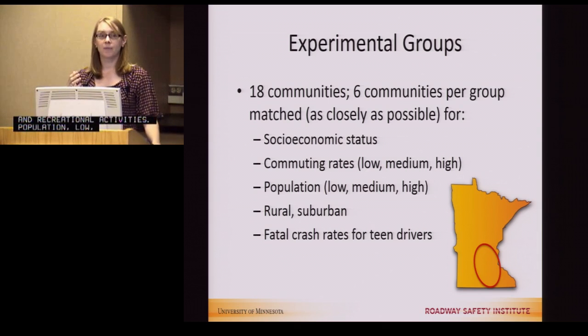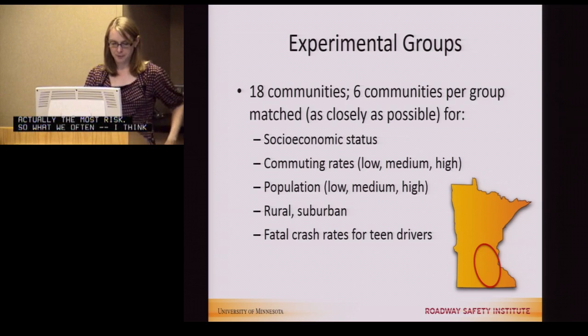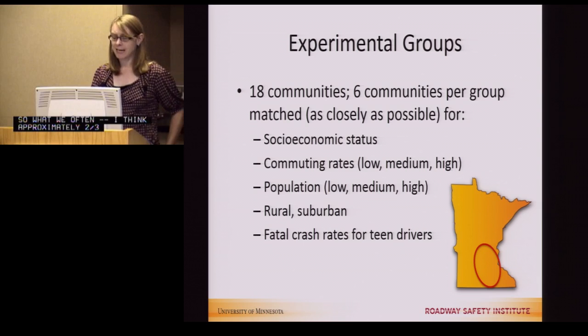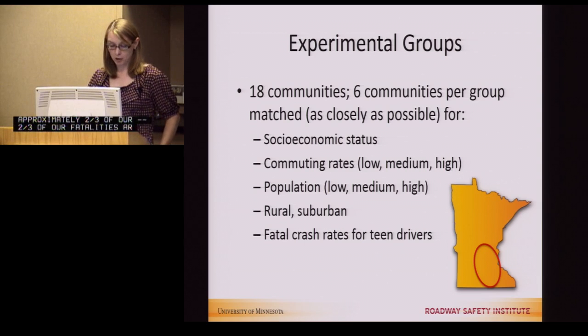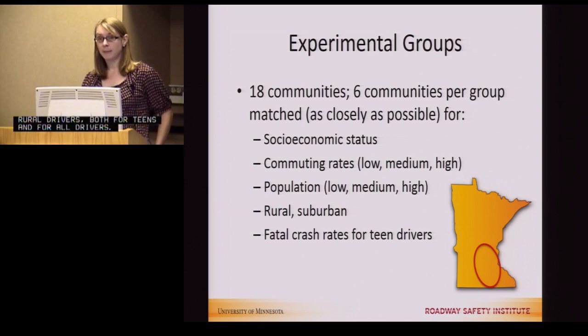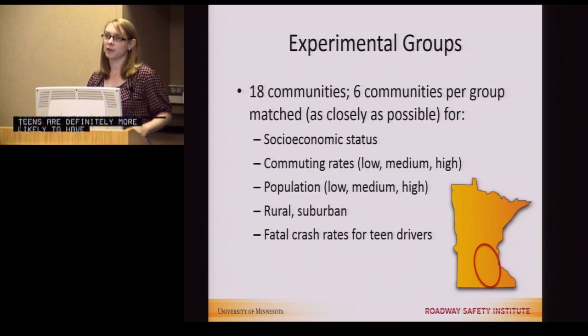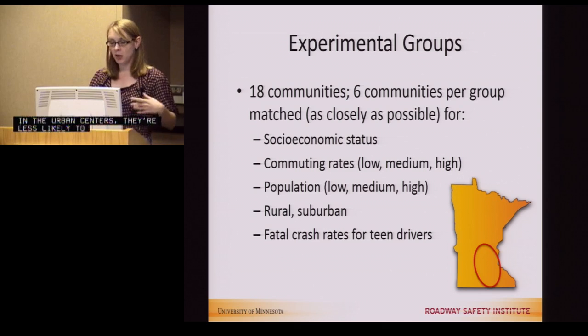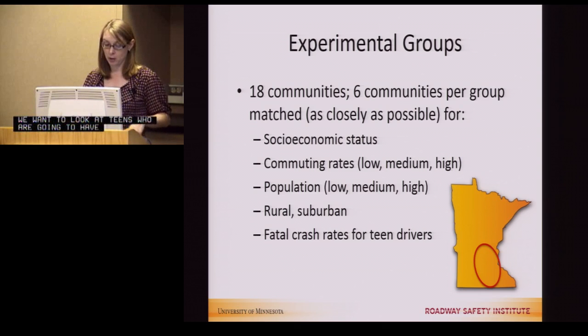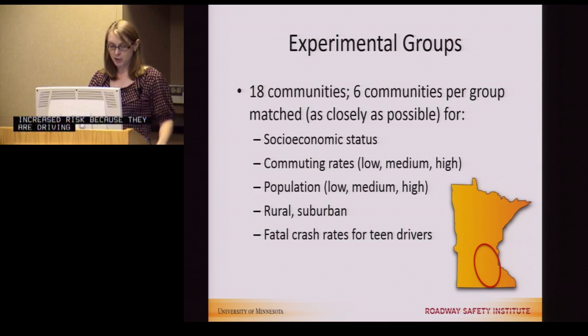So just like all drivers, rural teen drivers are actually at the most risk. What we often find, I think approximately two-thirds of our fatalities are in rural drivers, both for teens and for all drivers. So we definitely wanted to look at the rural. And then we wanted to look at those suburban populations where the teens are definitely more likely to have a car as well. In the urban centers, they're less likely to have vehicles. We want to look at teens who are going to have that increased risk because they are driving frequently or have access to a car regularly. And we also did a cursory look at the fatal crash rates for teens, but we don't have a whole lot of fatal crashes every year for teens, so that's a little less controlled.